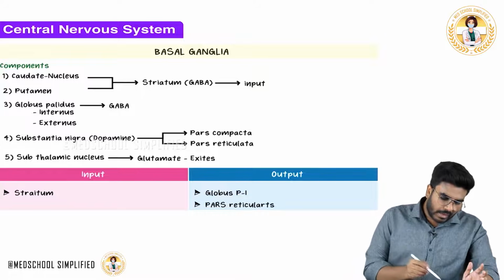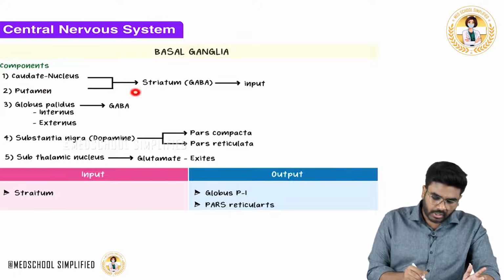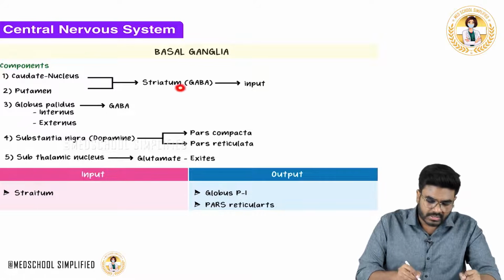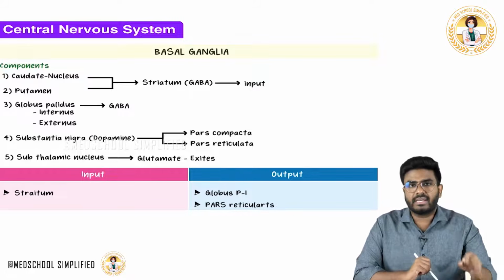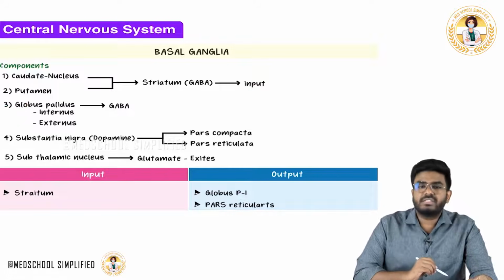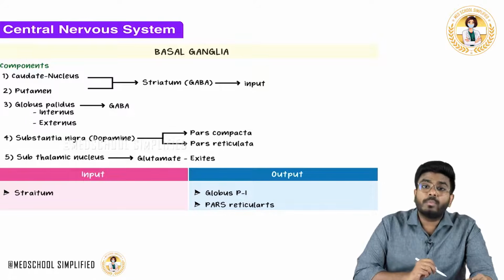Now let's see what the components are. We have discussed the caudate nucleus and putamen, together called the striatum. The neurotransmitter produced by the striatal neurons is GABA. The striatum is considered the input of the basal ganglia. Among the other structures of the basal ganglia is the globus pallidus.